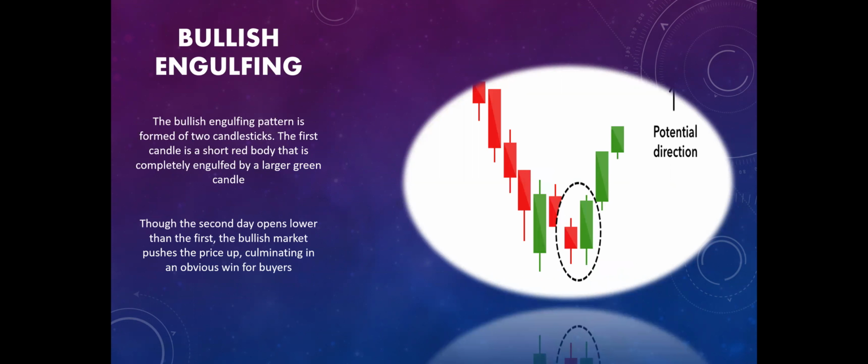All right, then we go to the bullish engulfing. The bullish engulfing pattern is formed of two candles. The first candle is a short red body candle, followed by a huge green candle, engulfed by a larger green candle.